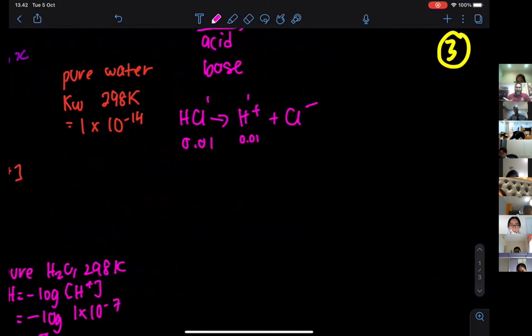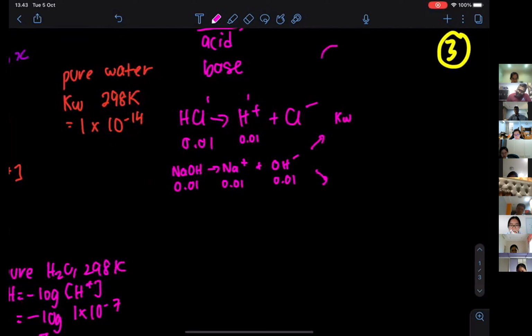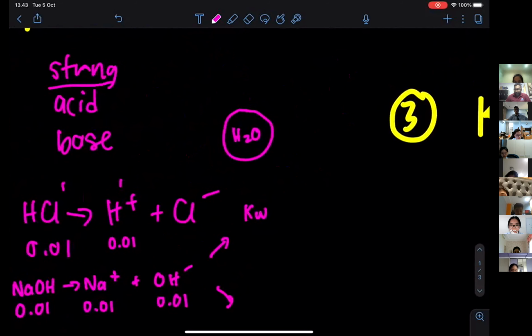And then if you have NaOH, I hope you remember this. NaOH is Na plus and OH minus. I don't have H plus, so how do I get it? Let's say the concentration is 0.01, so I know this is 0.01, 0.01. Whenever you have sodium hydroxide or potassium hydroxide, you can use two methods. One is going to be the method of using Kw. In general, we have water, and the Kw doesn't change unless you change the temperature.